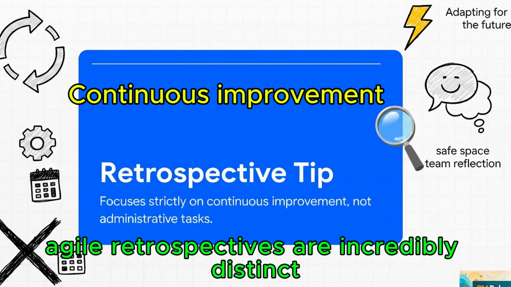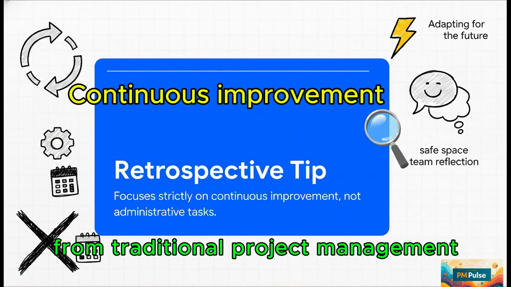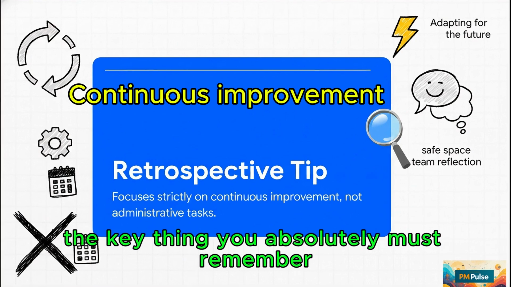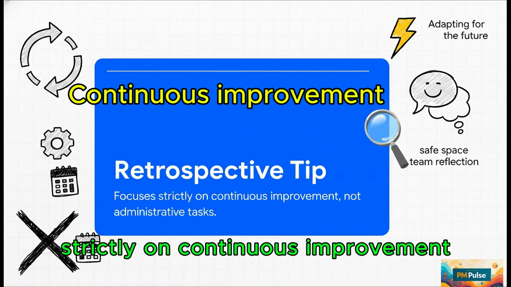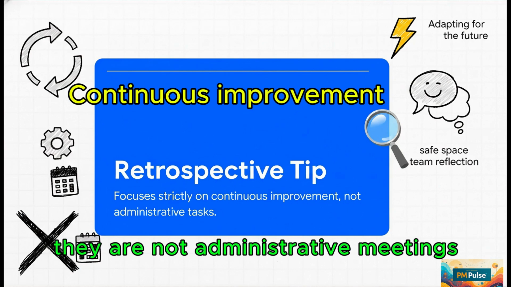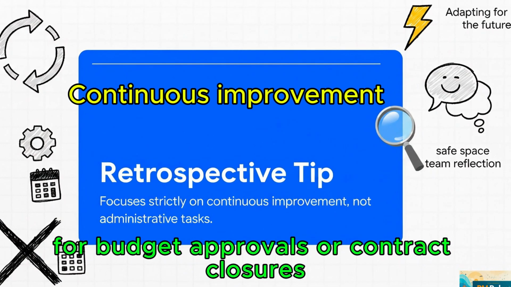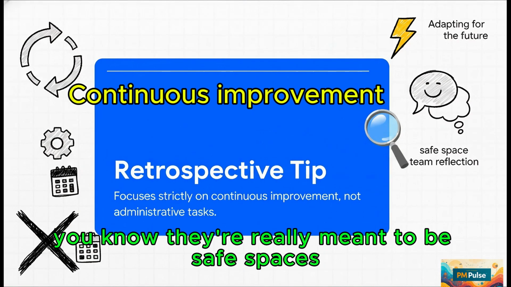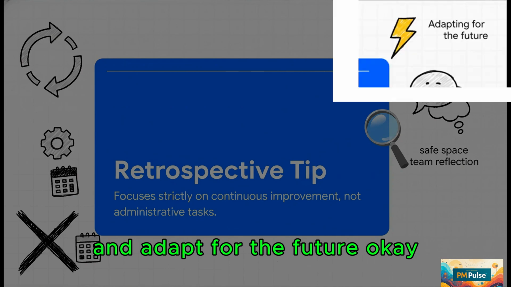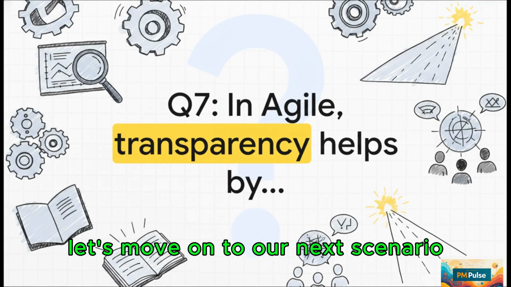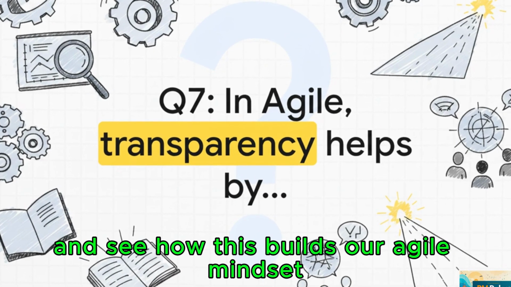Agile retrospectives are incredibly distinct from traditional project management phase closures. The key thing you absolutely must remember is that retrospectives focus strictly on continuous improvement. They are not administrative meetings for budget approvals or contract closures. They're really meant to be safe spaces for the team to inspect how they work and adapt for the future. Okay, let's move on to our next scenario and see how this builds our Agile mindset.